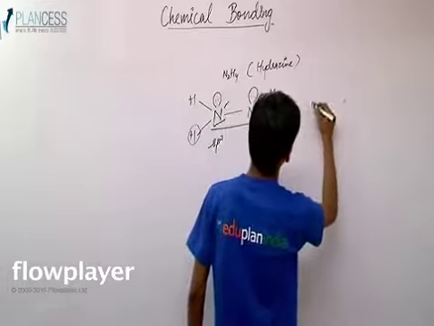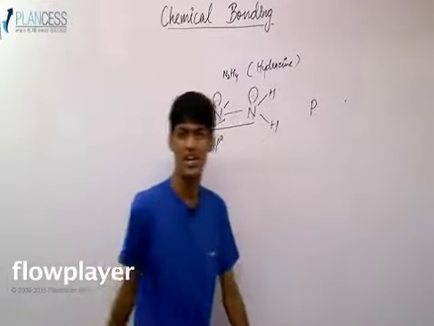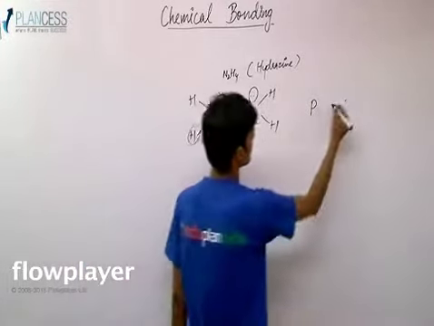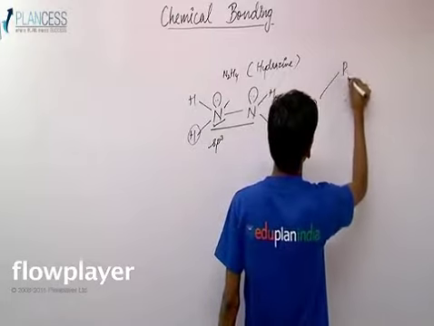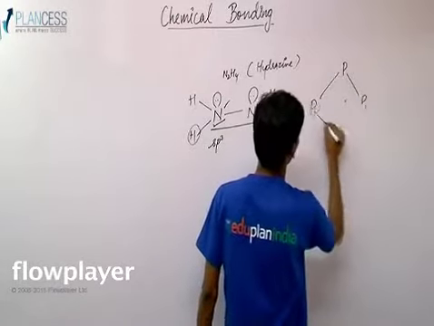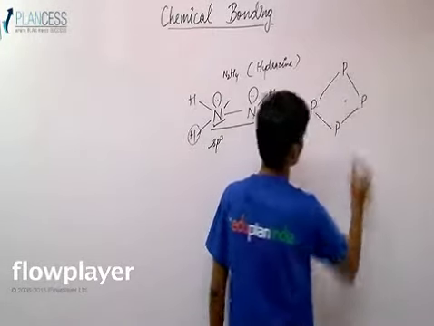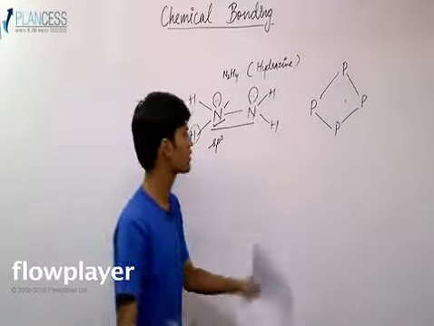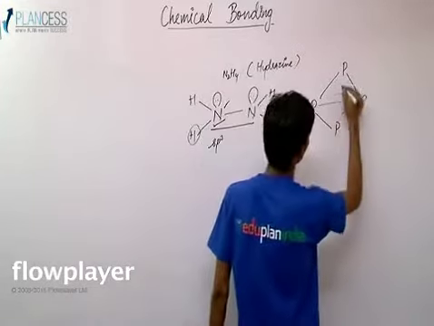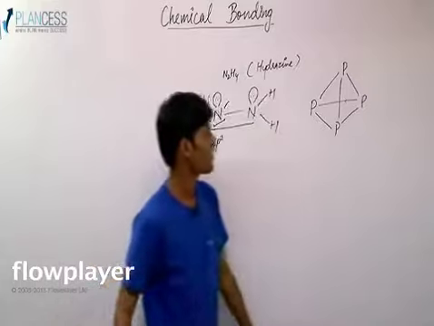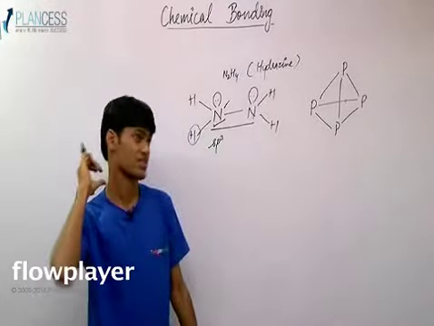Phosphorus exists in the P4 structure. So in the P4 structure, each P is somewhat linked to this P, and this is again linked, and this is again. So this is how the structure of phosphorus is. It is a very important structure.